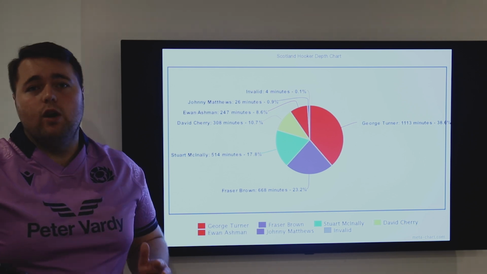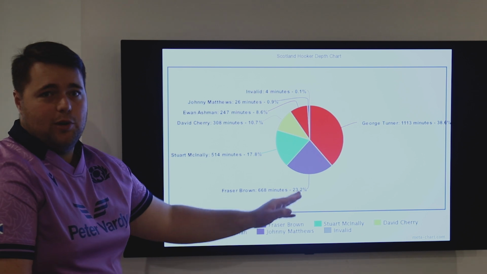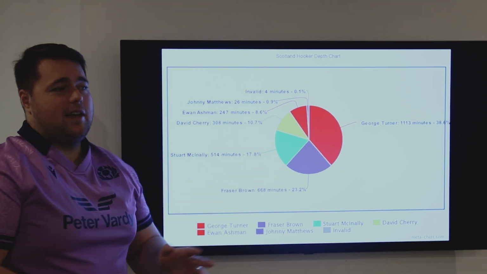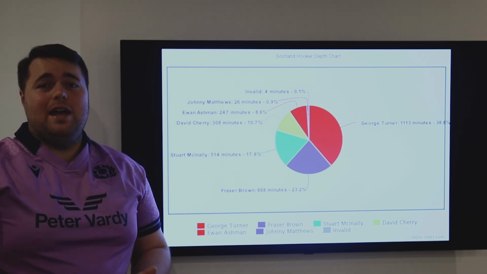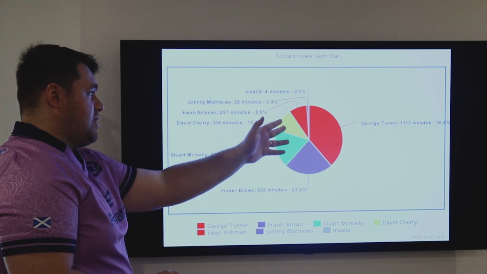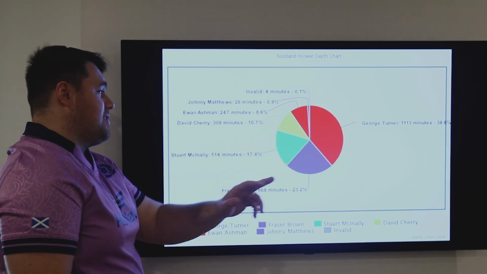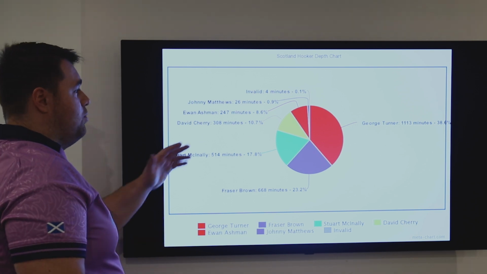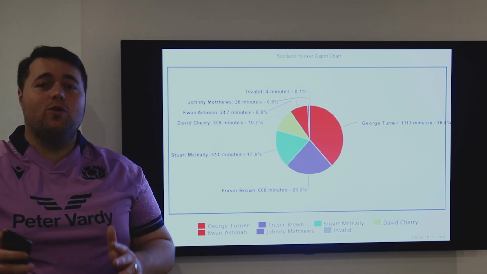It's a very similar thing over here at hooker as well. George Turner, clearly the first choice. Fraser Brown, who can also cover flanker off the bench, clearly the second choice. Stuart McAnally, I'm expecting his share of the chart to be invalidated as he's had a real bad time struggling with injury. It's okay though, David Cherry, an experienced option, has got a few tests under his belt, and Ewan Ashman is the guy they're going to look at as the future prospect, so I think Ashman will probably be able to make his way past Cherry and get himself a few more minutes before the World Cup.